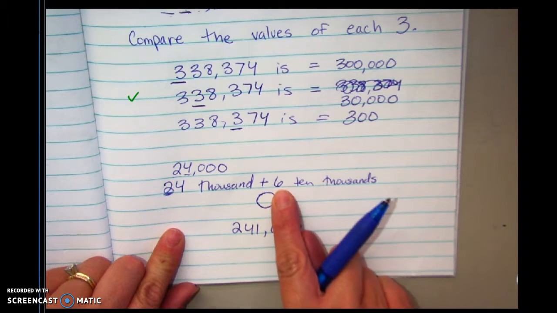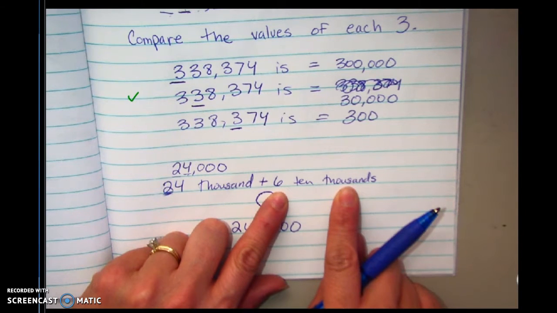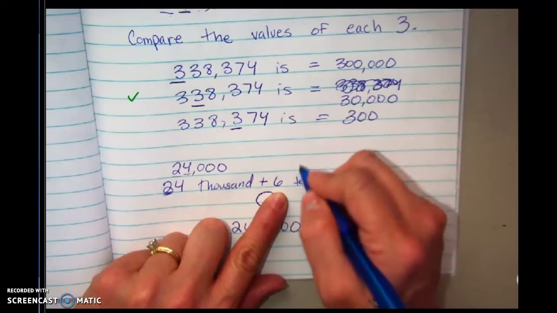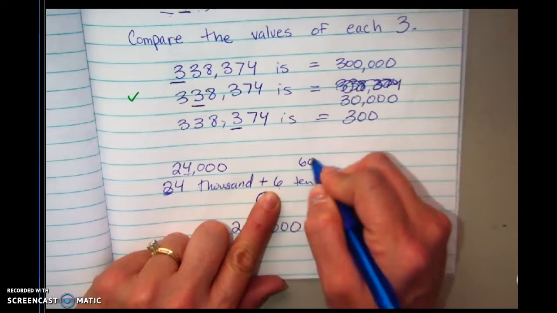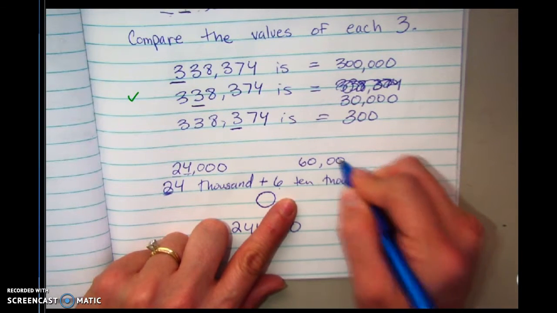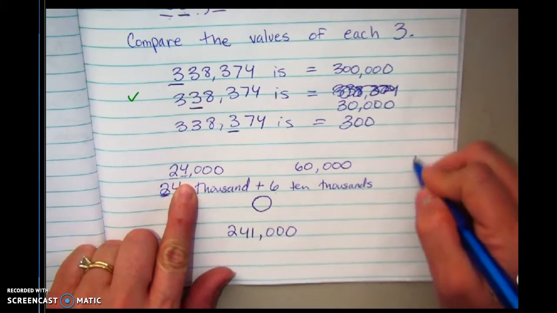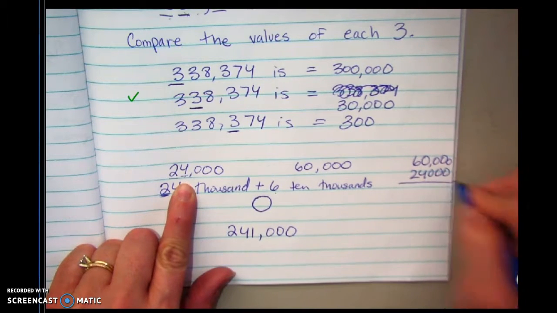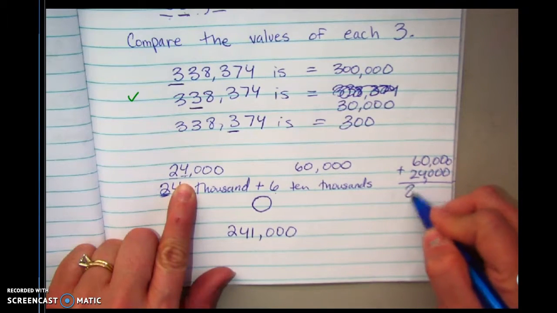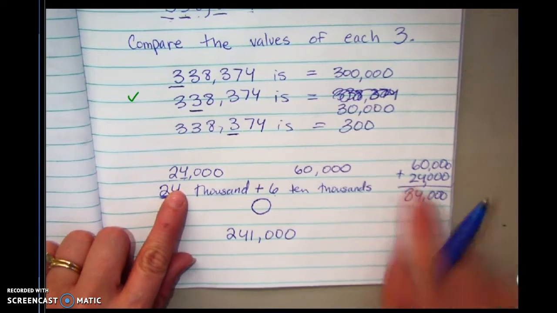Plus 6 10,000s. This is where it gets tricky. Because what do they think you're going to do? They think you're just going to write 6,000, right? But the trick is it's not 6,000, it's actually 60,000. Do you agree? Yes. So 60,000 plus 24,000 is actually 84,000. Oops, I didn't do that right, did I? No, I did it right.